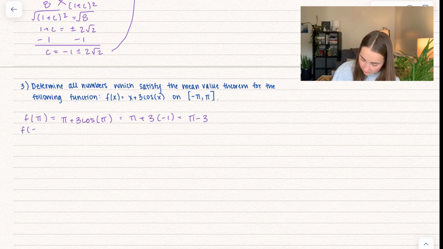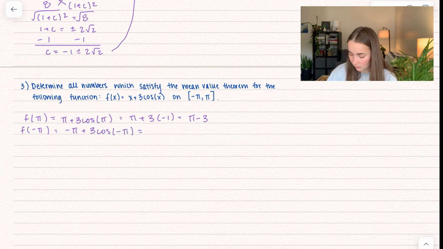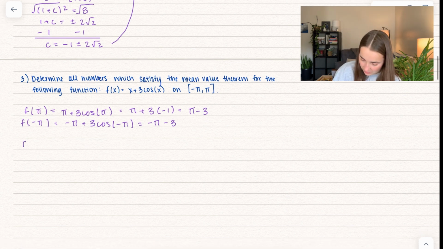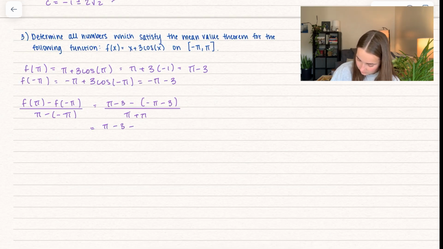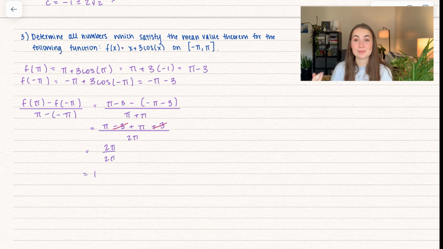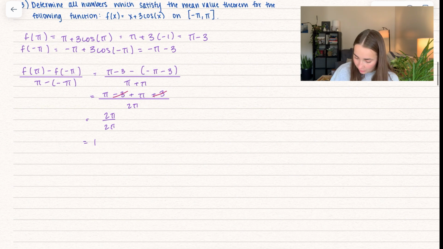Now we're going to go ahead and plug in negative pi. And so here we get negative pi plus cosine of negative pi is still going to be negative 1. And so now we have our two values. Let's go ahead and calculate f of b minus f of a. Okay, so I simplified that down. I got a value of 1. We like 1s. So now let's go ahead and calculate that derivative.